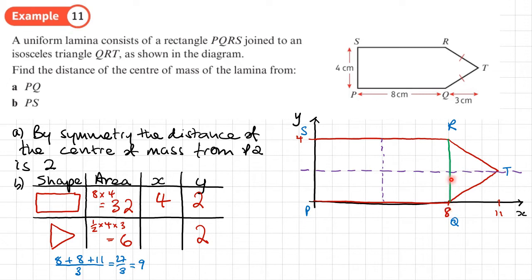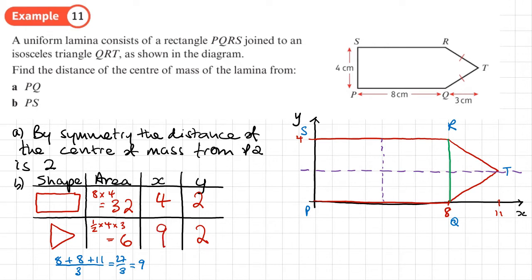Now this is quite easy because the distance between the 8 and 11 is 3, so it's 3 units from there to there. So the center of mass is going to be 1/3 along. It's going to be 1 unit along from the 8. So it's going to be at 9. That's 1/3 along this line of length 3. So that's another way of doing it. It's probably a little bit quicker. So again, I get the center of mass as 9.